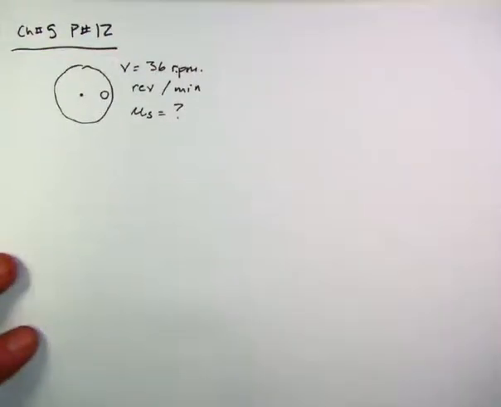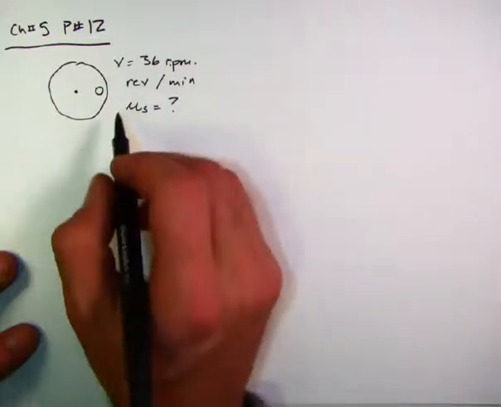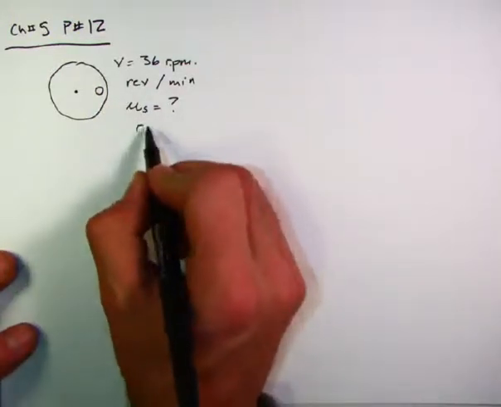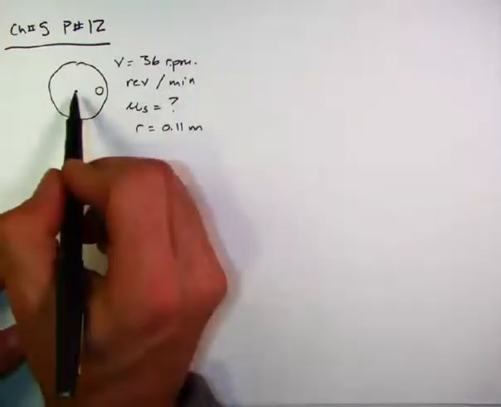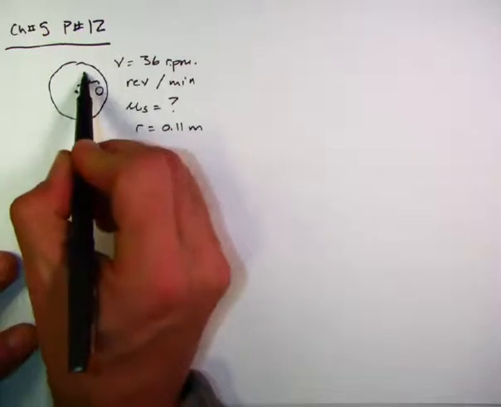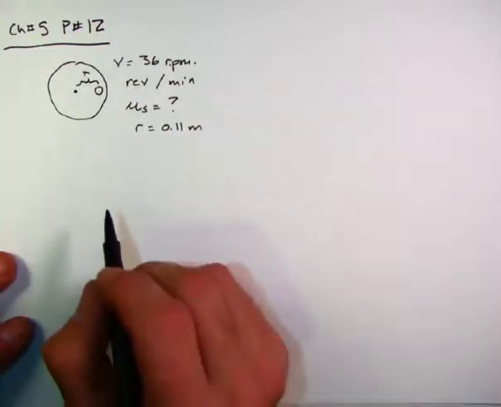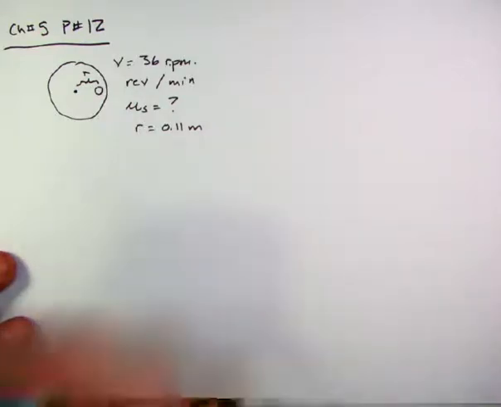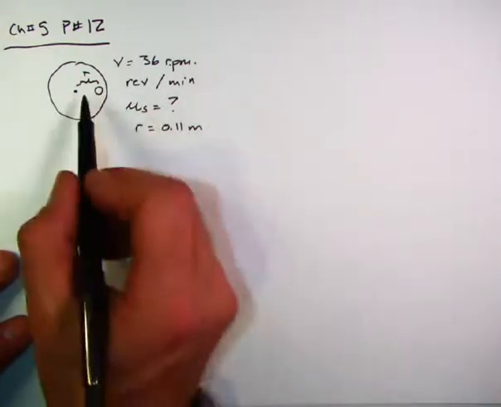Holy cow, how can we figure this out without knowing hardly anything? One other thing it does tell us is that the distance from the axis to the coin, which I'm going to call R, is 11 centimeters, which would be 0.11 meters. Okay, well, what is going on here? Let's start out with a free body diagram.